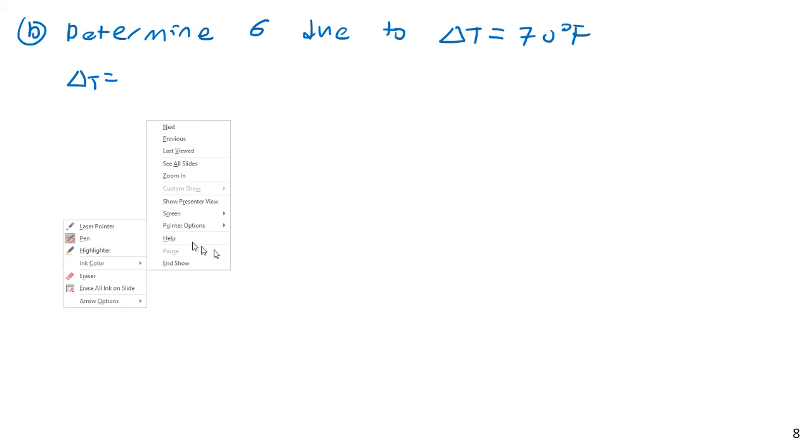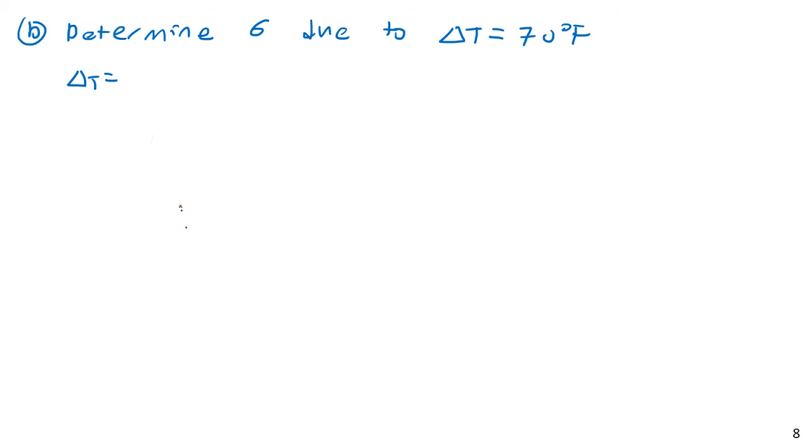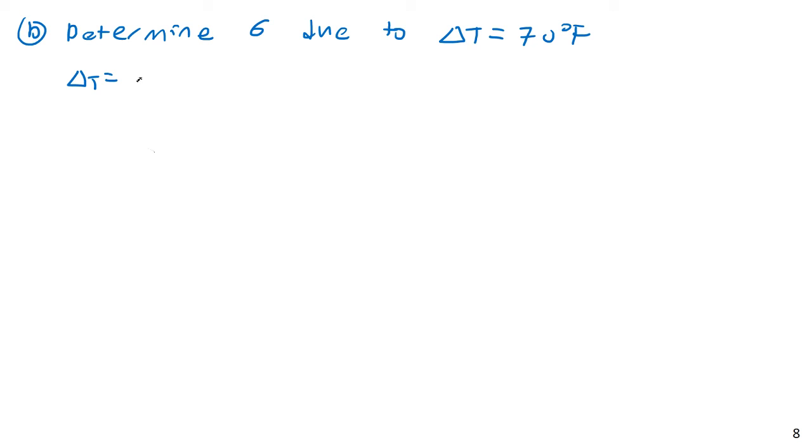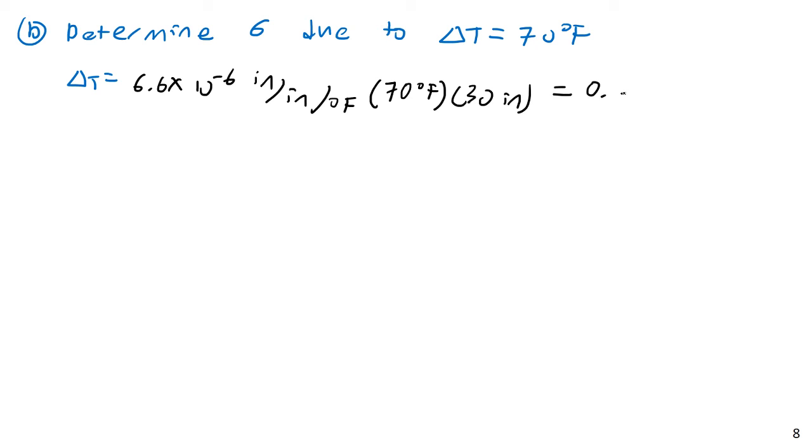equals 6.6 times 10 to the negative 6 inches per inch per degree Fahrenheit, times 70 degrees Fahrenheit times 30 inches, which equals 0.0139 inches.